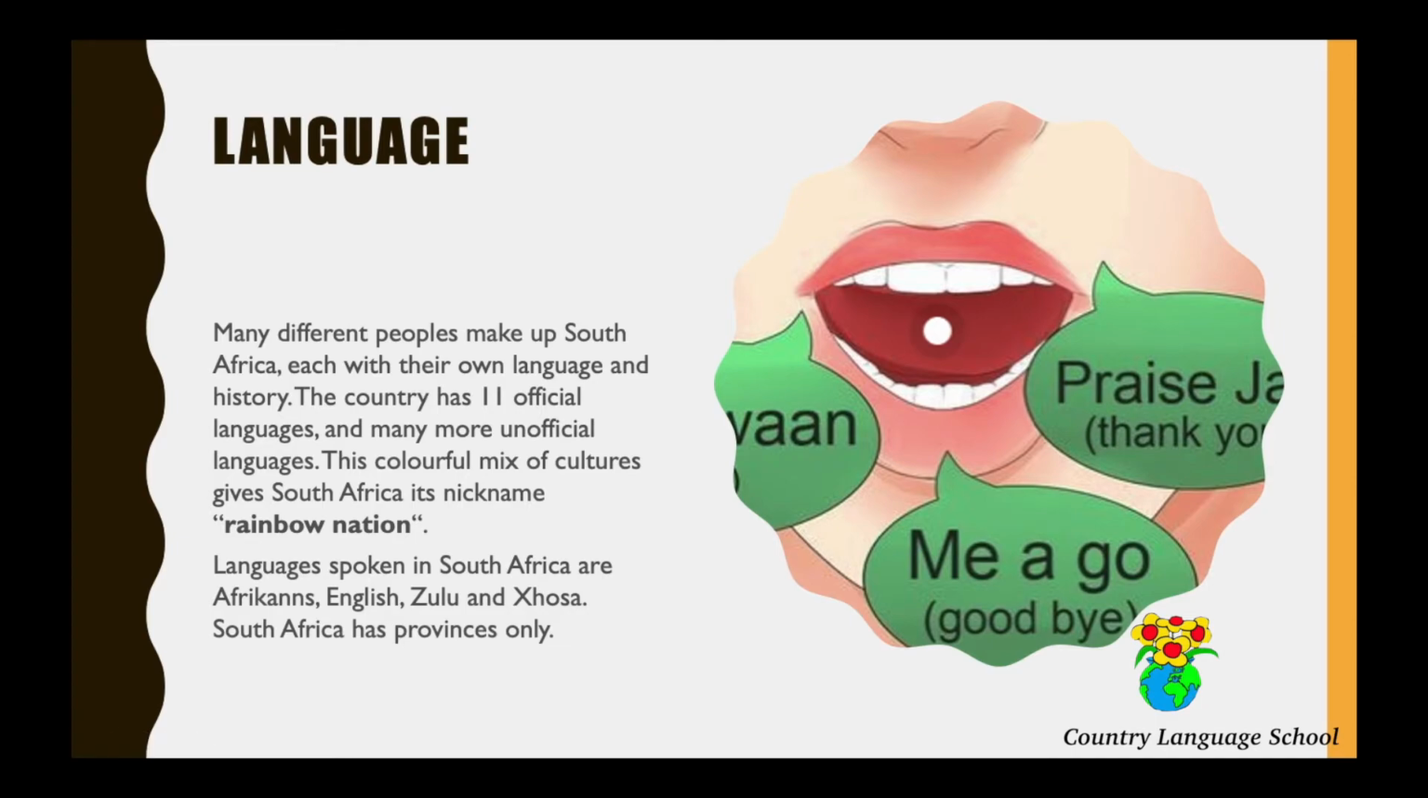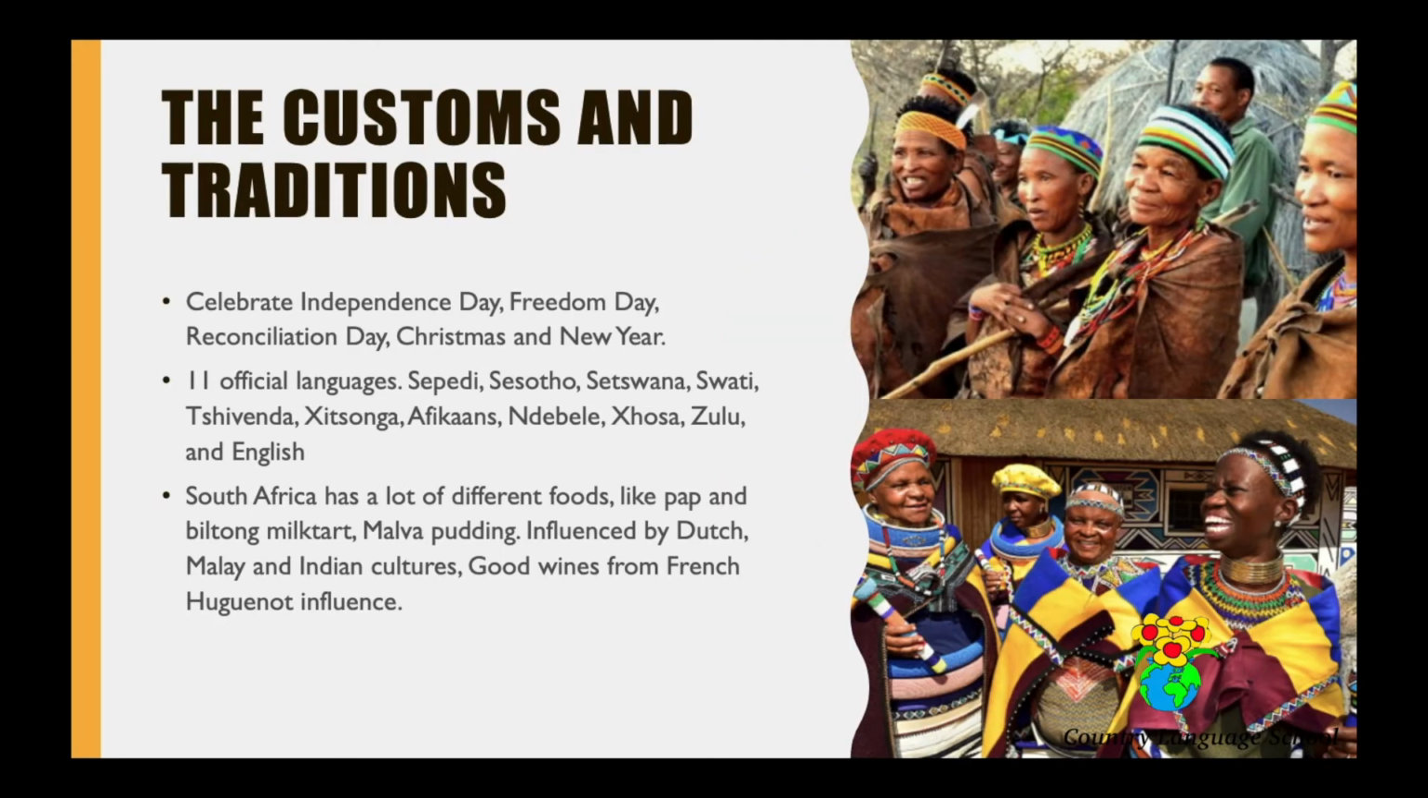There are so many different languages spoken in the country. There are 11 official languages, and there are so many other languages which are unofficial. This colorful mix of culture gives South Africa its nickname, the Rainbow Nation. As you can see here, languages spoken in South Africa include Afrikaans, English, Zulu, Xhosa. South Africa has many different languages, okay?